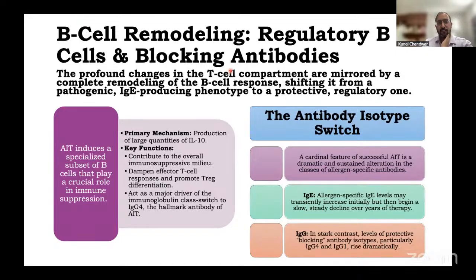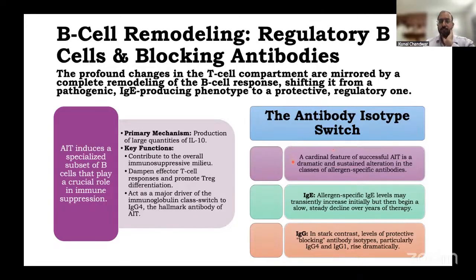Now the B cells' regulatory function. So same as there are T cells, there are B cells also. There is a profound change in the T cell compartment that mirrors the B cell changes also. Like T cells, you also have B regulatory cells here that produce IL-10 and contribute to overall immunosuppression in the milieu. They act as the major drivers for change of immunoglobulin class switch from IgE to IgG4, and the antibody switch is actually a cardinal feature of successful AIT.